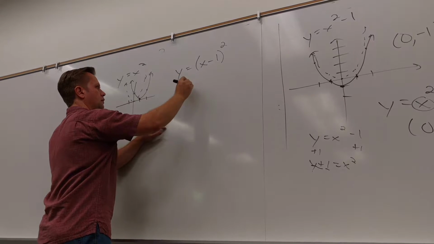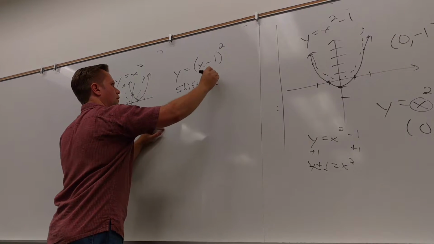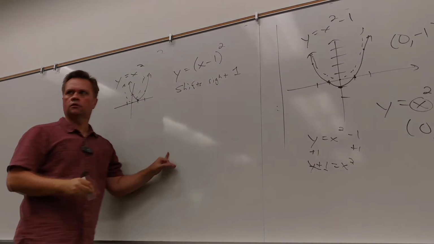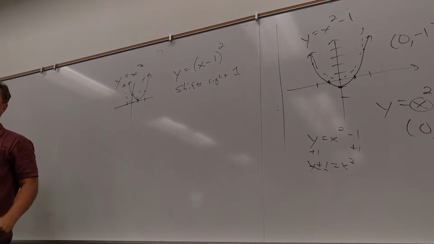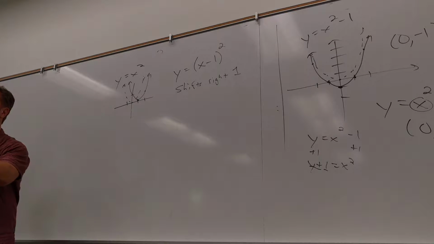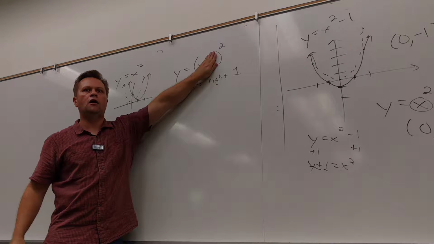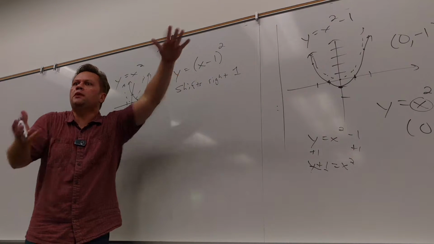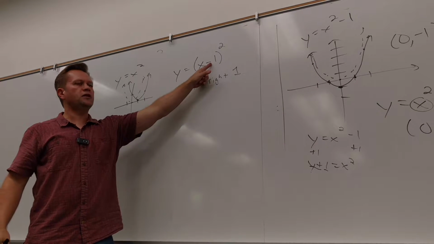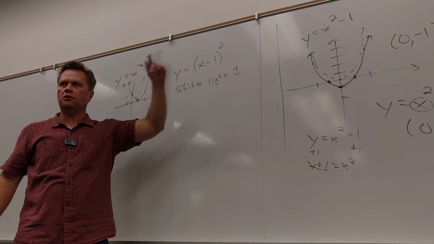So this shifts right 1. Does that make sense when I say that? It shifts it to the right 1. I really want this to make sense. In order to have the same answers that it had before I put that there, my inputs have to be 1 bigger than they used to be, because the first thing I do to the poor thing is take 1 away from it.